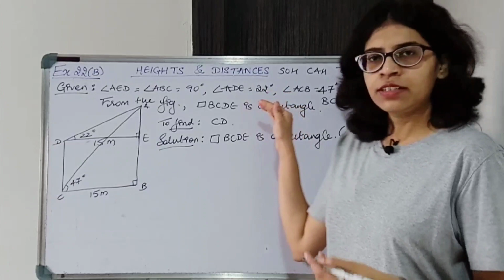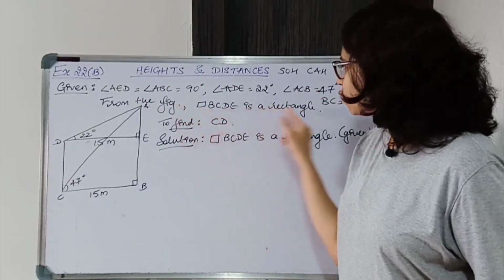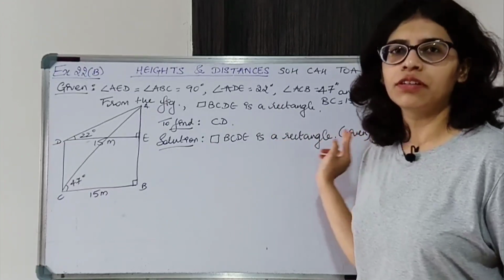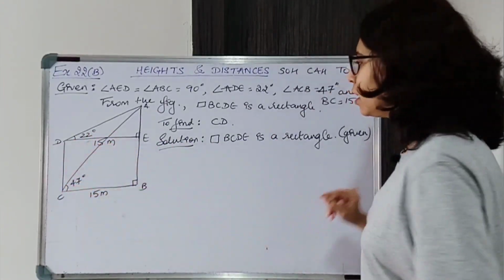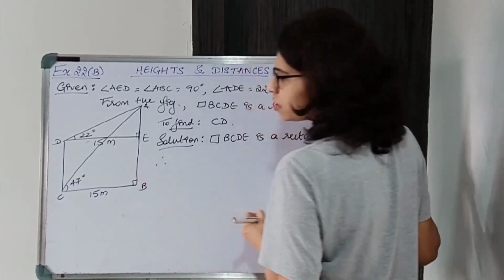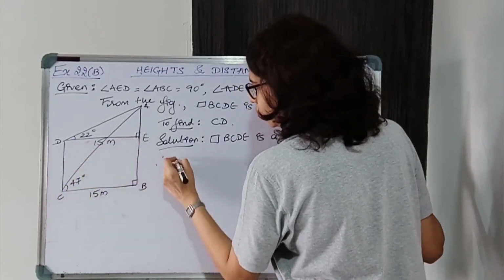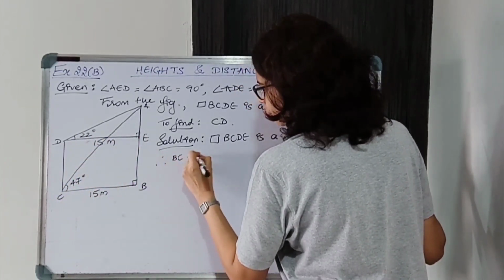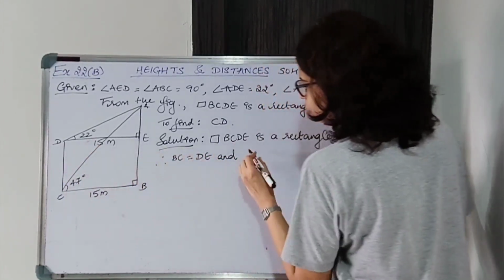Now if you don't want to write this in given, what you can do is just write this given information and you can start with BCDE is a rectangle from the figure. Okay, from the figure you can easily say that this is a rectangle. Now BCDE is a rectangle, therefore opposite sides are equal. Now in this rectangle BC is equal to DE and CD is equal to BE.